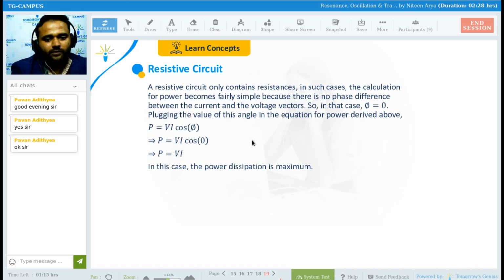So moving ahead, a resistive circuit only contains resistance. In such cases, the calculation of power becomes fairly simple because there is no phase difference between the current and the voltage vector. So phi equals 0, and plugging this angle into the power equation derived above, VI cos phi becomes VI cos 0, which is VI. So that is your formula. In this case, power dissipation is maximum. Is this clear, everyone?